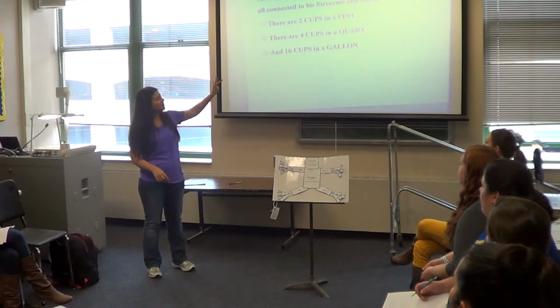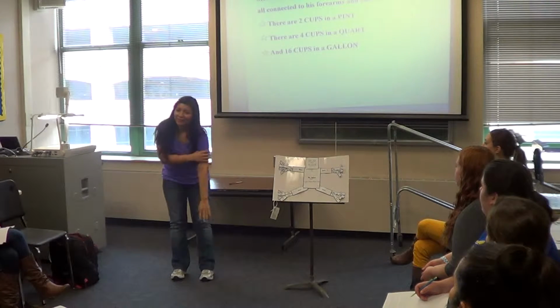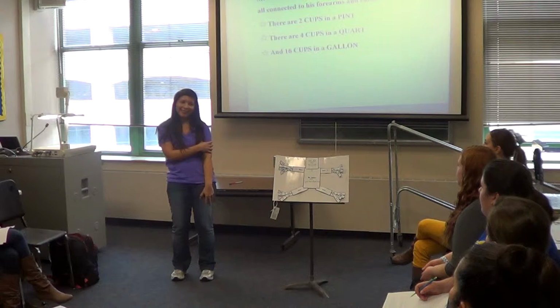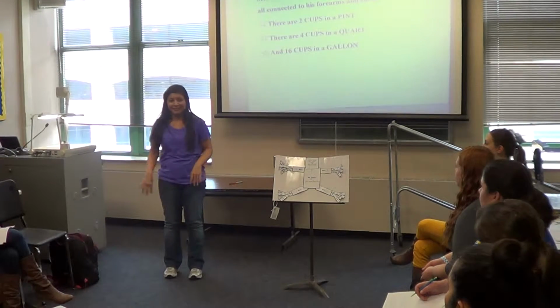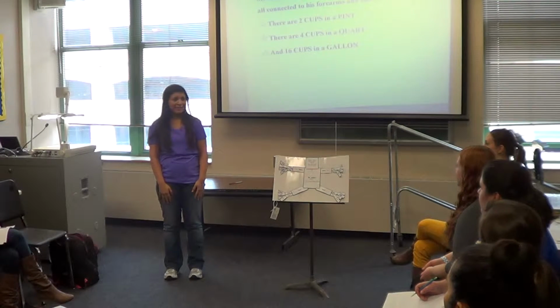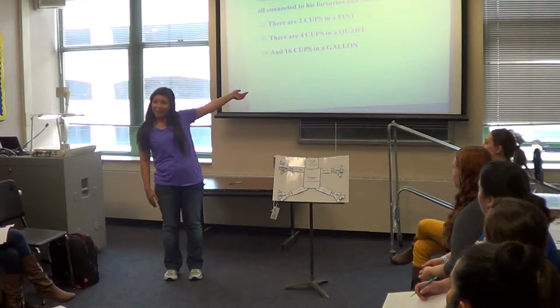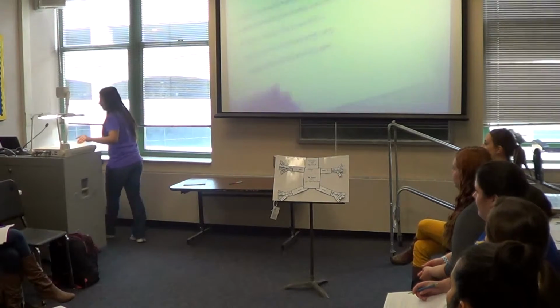And so there are 4 cups in 1 quart, because he has 4 fingers attached to 1 arm, and 4 toes attached to 1 leg. And total, it's 2, 4, 6, 8. You guys know how to count, right? 8, 10, 12, 14, 16. So there's 16 cups in 1 gallon. Does that make sense?